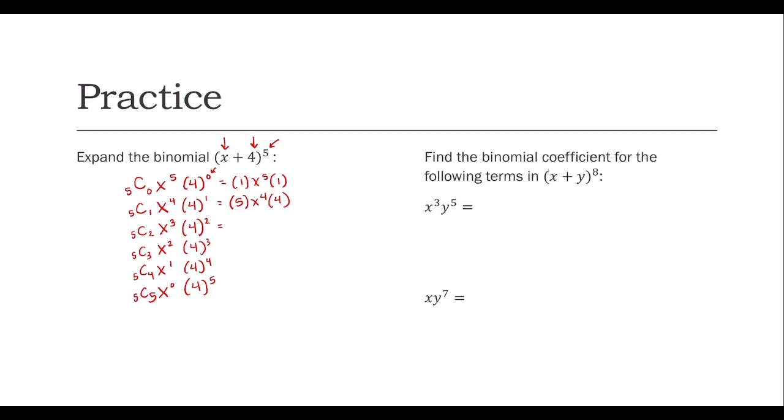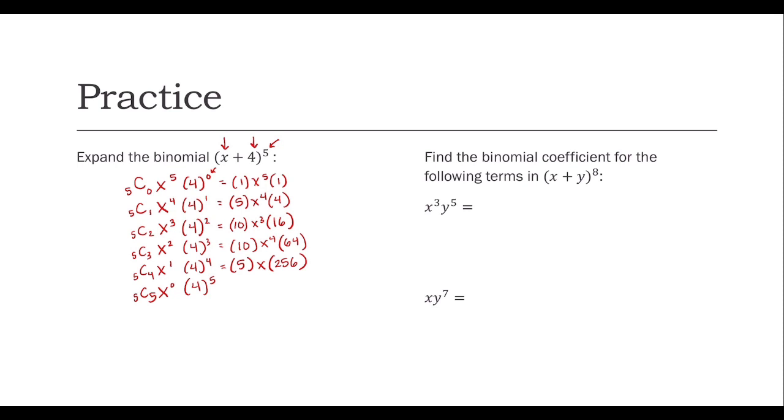Our third one, 5 choose 2, is 10. So we'll have 10 times x cubed times 4 squared, which is 16. 5 choose 3 is going to be 10. So we have 10 times x squared, and then 4 cubed, which is going to be 64. Then we have 5 choose 4, which is 5, times x to the 1st, which is x, times 4 to the 4th, which is going to be 256.